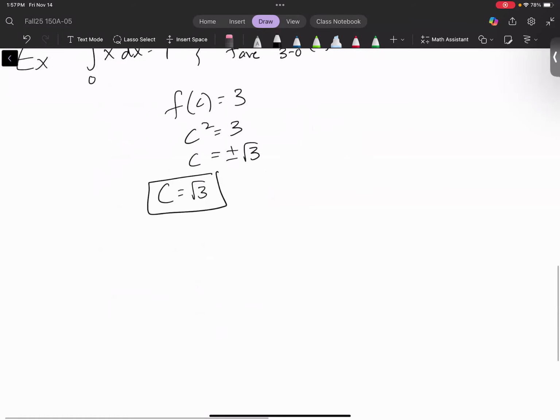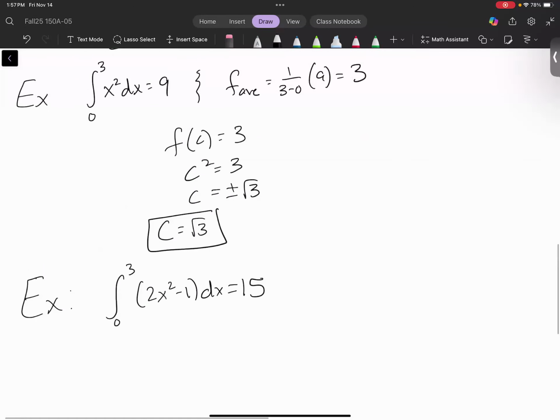So now you go try one. Very similar procedure here. We're given that the integral from 0 to 3 of 2x squared minus 1 dx equals 15. Now I want you to find the average value and then find the c, where the function equals the average value. Go ahead and pause here.